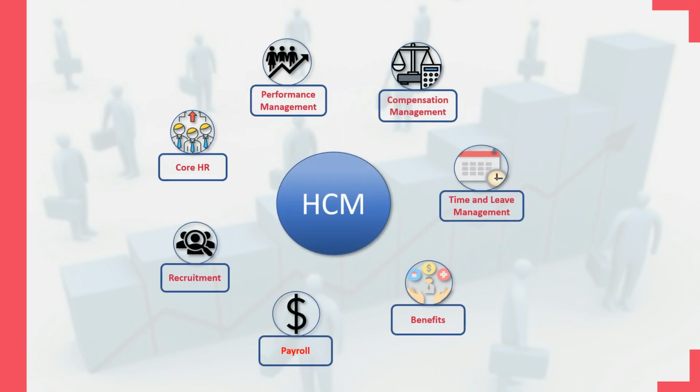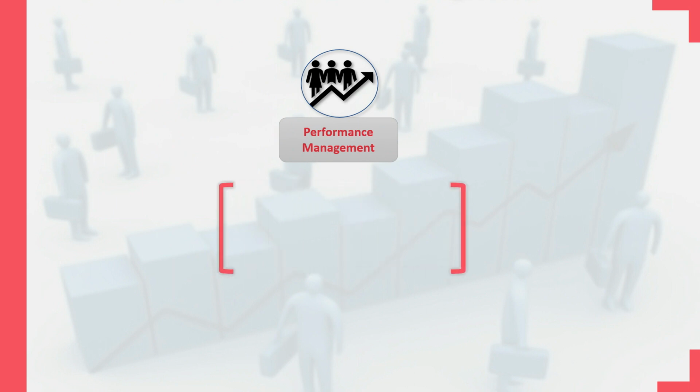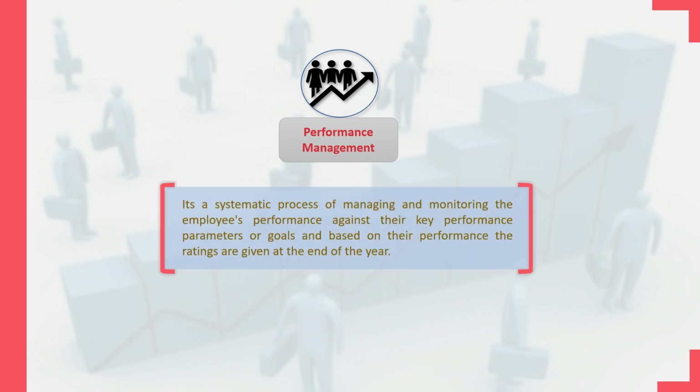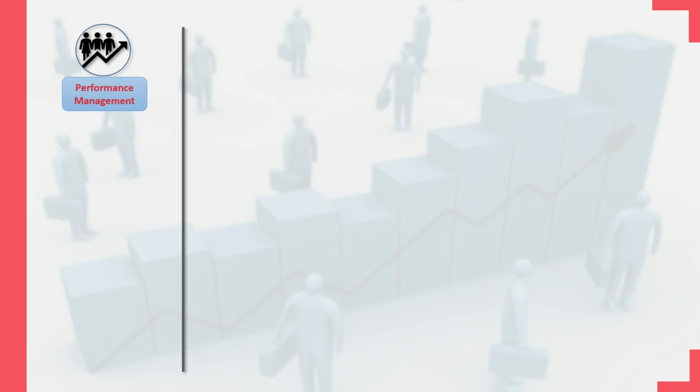Now let's look at performance management. It's a systematic process of managing and monitoring the employee's performance against their key performance parameters or goals. Based on their performance, ratings are given at the end of the year. Now let's look at its life cycle and see how this works. Employees' performance is evaluated for a period of time, which we also call the appraisal cycle. It is normally equal to a year.